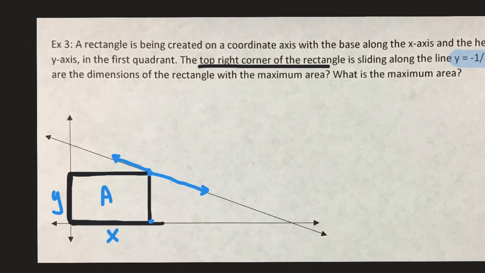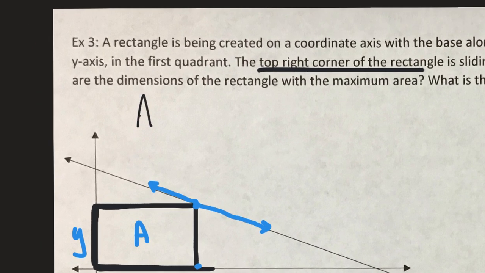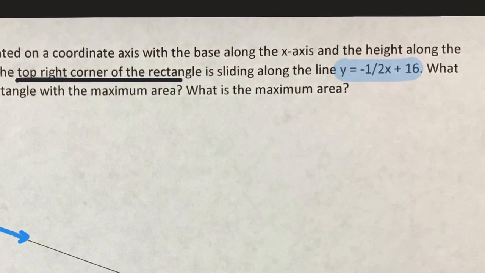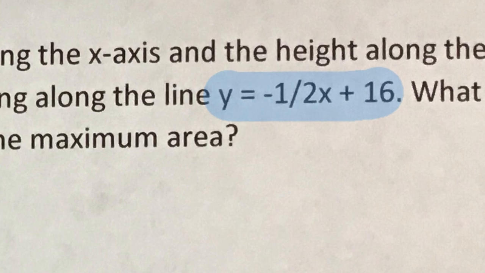What's the formula for area? Length times width. So in this case, that's x times y. Right? X is your horizontal, aka length. Y is your vertical, aka width. So your area is x times y. So what else do we know about your equation? Do we have a perimeter of that thing? No, we don't. But do we know how y relates to x?